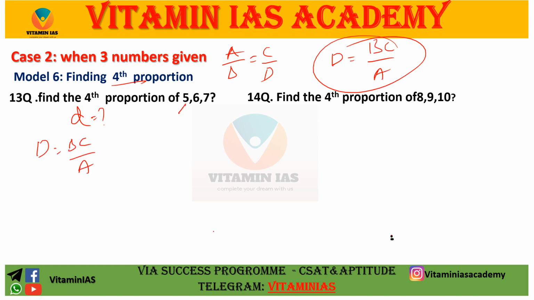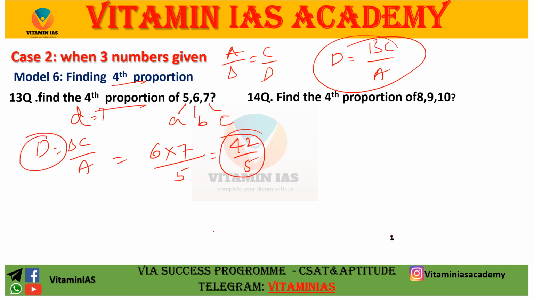So what is here? 5 means A, 6 means B, 7 means C. Okay, so B is how much? 6. And C is how much? 7. And A is how much? 5. Then 42 by 5 will be the fourth proportion D.